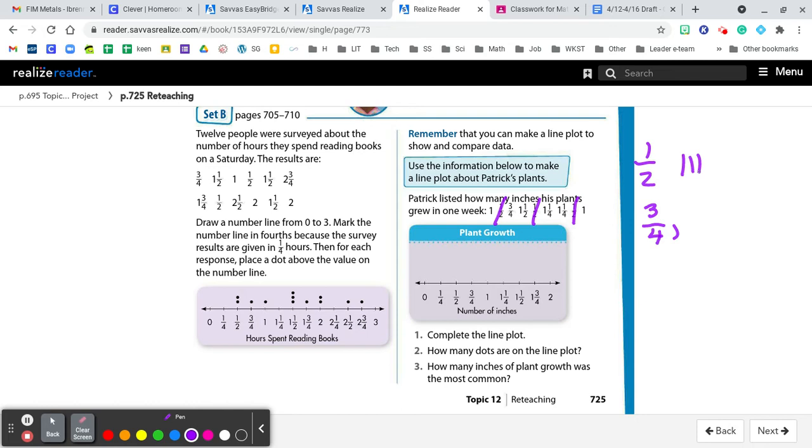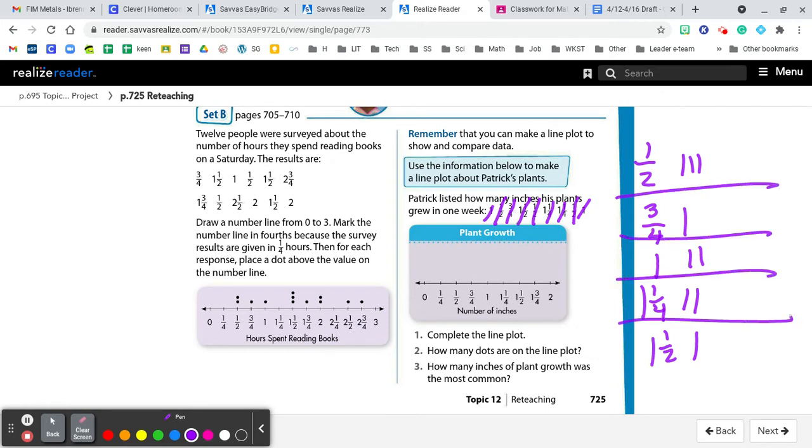1/2, and that right there. I have 3/4 once. I have 1, 1, 2. I have 1 1/4 twice, and I have 1 1/2 once. And I can see I have all the values because I crossed them out. So make my little data table here.